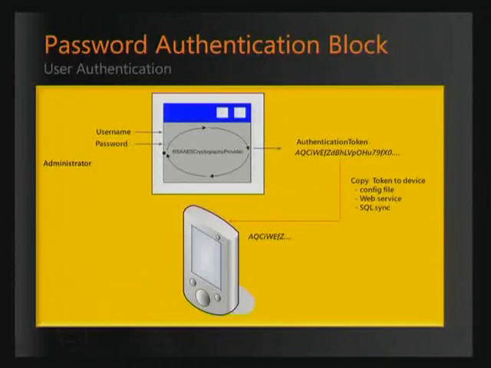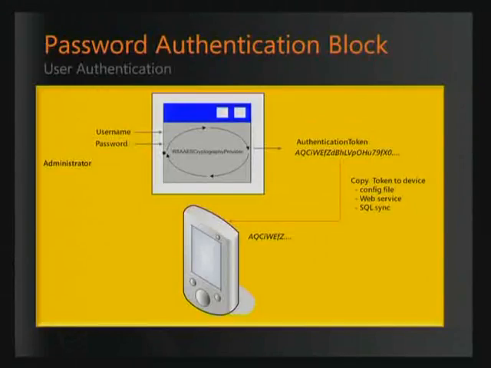So the implication of this is the token itself could be transmitted in clear text. It doesn't matter. If somebody finds it out, you can see what it is. It's a base 64 encoded string. It's not valuable to anybody unless they know the username and password. But it's a token that represents that username and password.